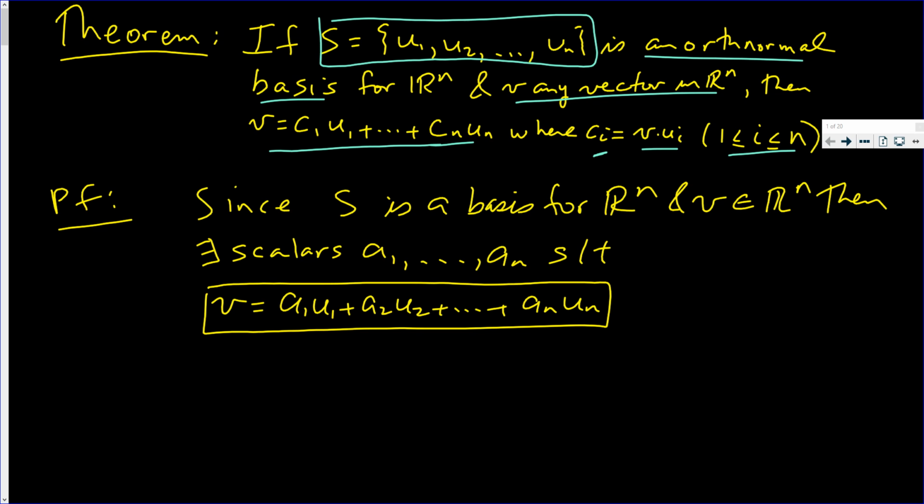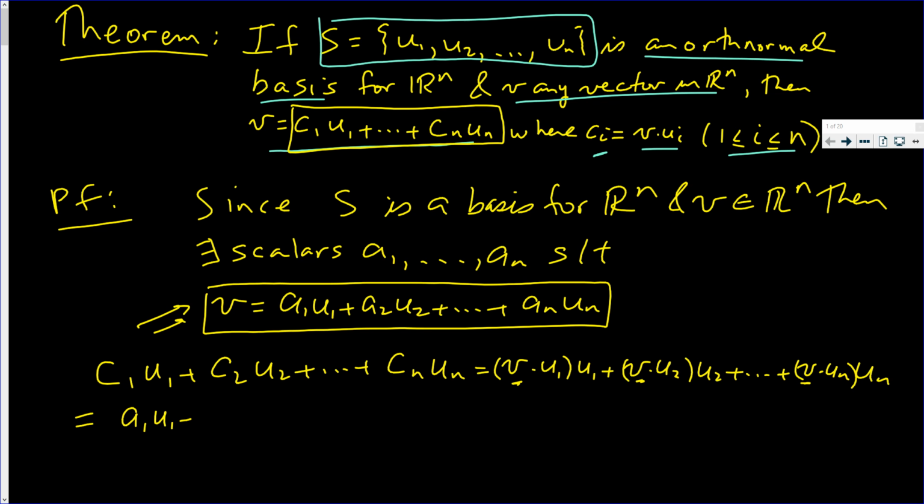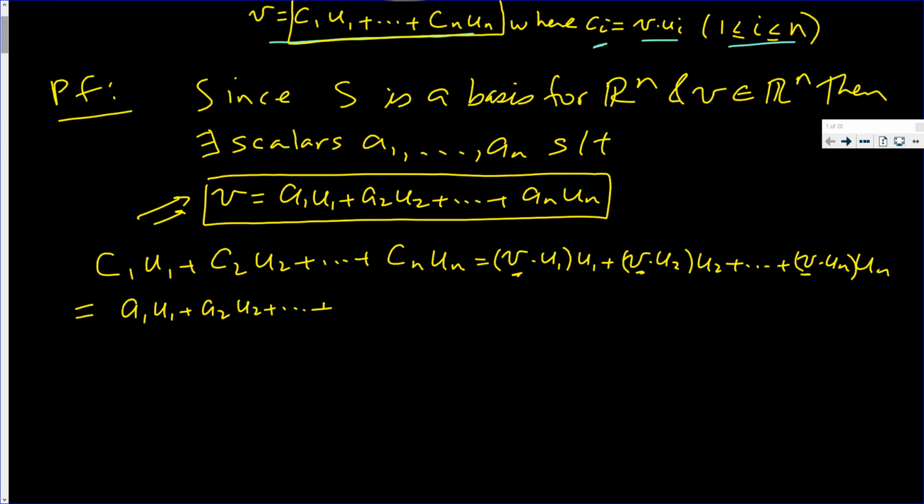Now, they're telling me that this should be V. Okay, let's see if it's true. Maybe it is, maybe it isn't. c1u1 plus c2u2 all the way down to cnun. Well, c1 is v dot u1 times u1 plus v dot u2 times u2 all the way down to v dot un times un. But I have another way of writing v. It's right here. So we have v equals a1u1 plus a2u2 all the way down to anun.